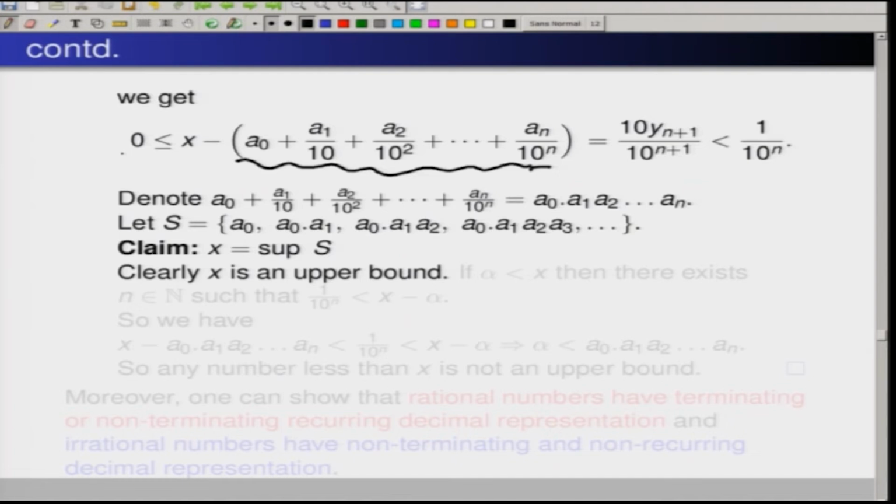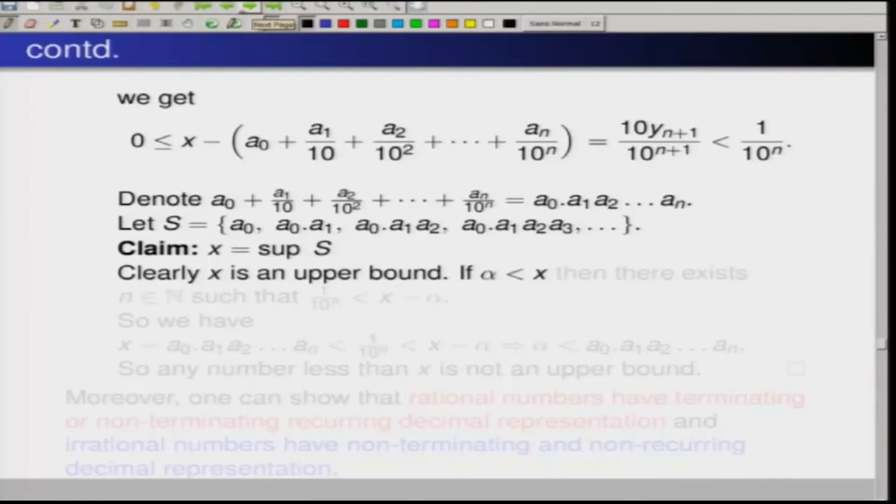Now, if I want to prove that x is the least upper bound, what do I need to show? I need to show that if I take any number which is less than x, it is not an upper bound. Then x is going to be the least upper bound, because anything less than x is not an upper bound. So x has to be the least upper bound. That we can show.